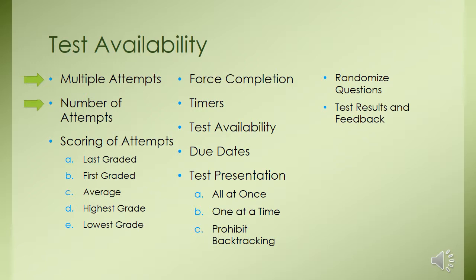The first filter, number of attempts. The test can be limited to 2 attempts or more. Be sure to read the instructions because the scoring of the attempts may be a factor. Your test can be scored in the grade book from the last attempt, first attempt, an average of all of your attempts, the highest grade, or even the lowest grade that you make. This should be explained to you in the instructions if your instructor uses a scoring option.